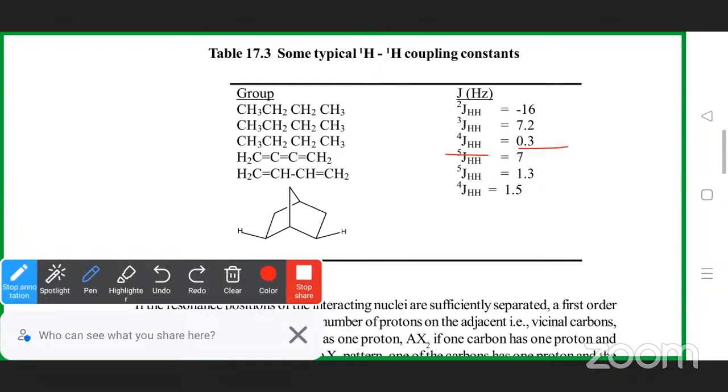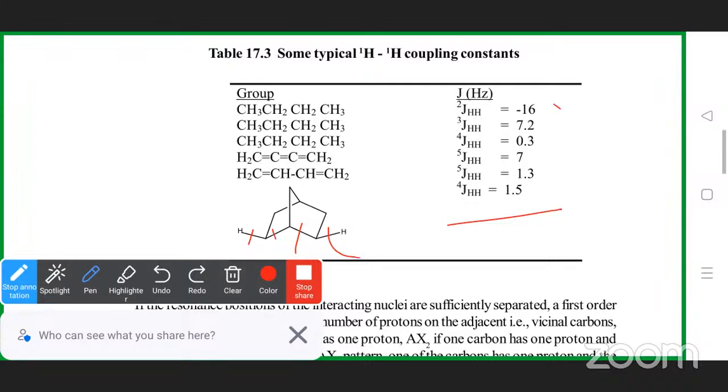Sir, the figure had been made, about that I'm asking. Okay, the last one, this one? Yes, sir. Okay, 1.5. Yes, 1.5. So here, the intervening bonds: this is 1, 2, 3, 4. So there are 4 intervening bonds here, and the coupling constant value for that gap is 1.5.